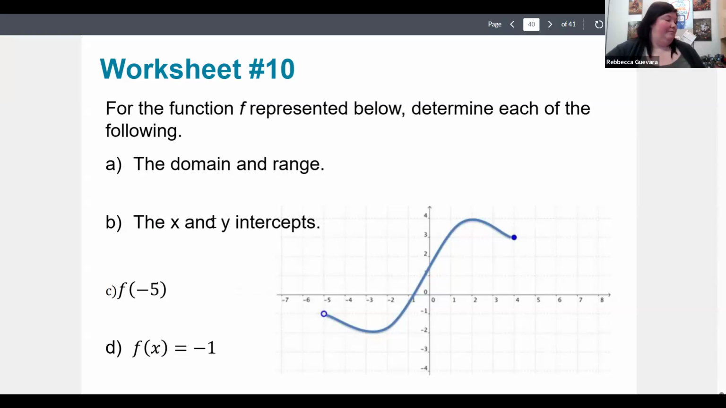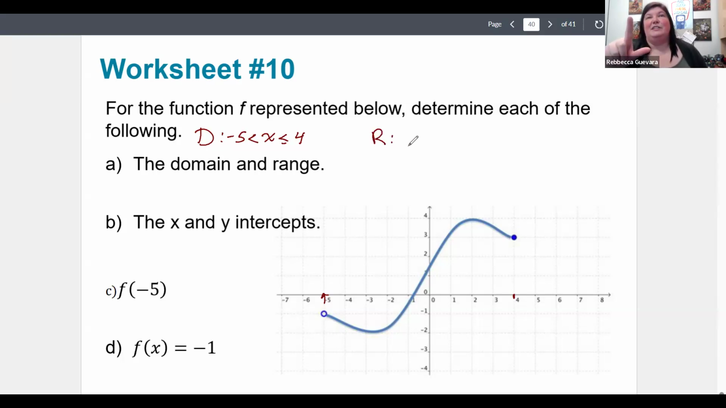So for 10, looking for domain. So we see that I'm looking for my x values. My smallest possible x value is the -5, but that's an open point, so I don't actually equal -5. And my largest is 4. And I do include that 4, so I would include it in here. So x is between -5, which is less than x, which is less than or equal to 4.